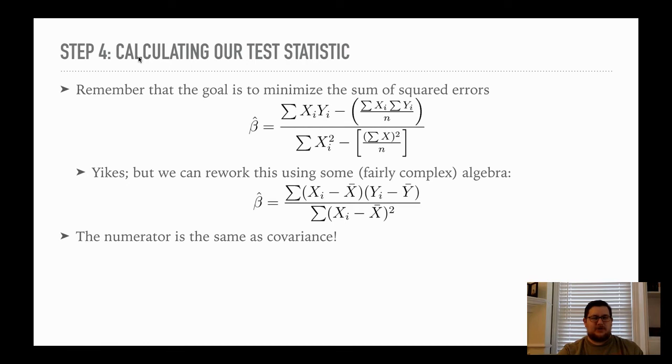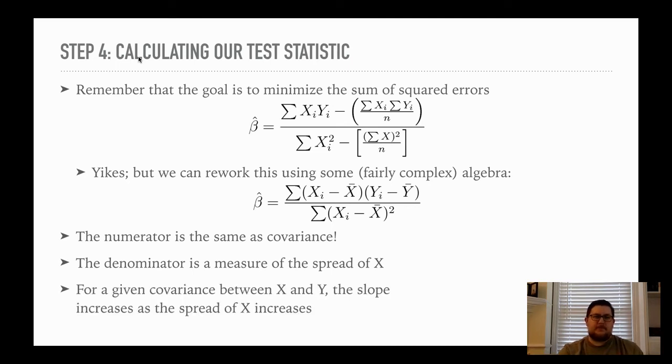That denominator is a little weird, though. The denominator is actually a measure of the spread of x. It looks kind of like a standard deviation. Think about the numerator for a standard deviation. It's just this. This denominator here is the numerator of a standard deviation for x, or actually the variance, because we haven't taken the square root of it. What this means is that for a given covariance between x and y, the slope increases as the spread of x increases.